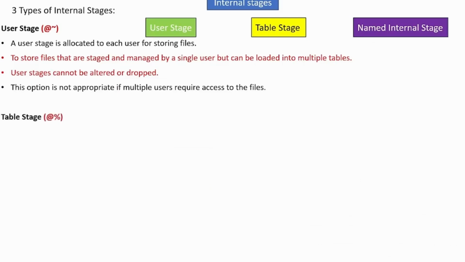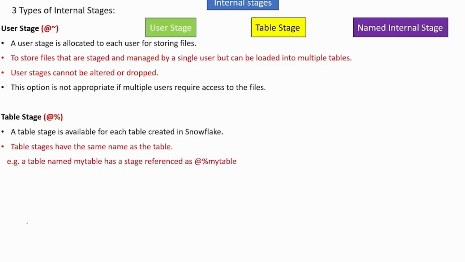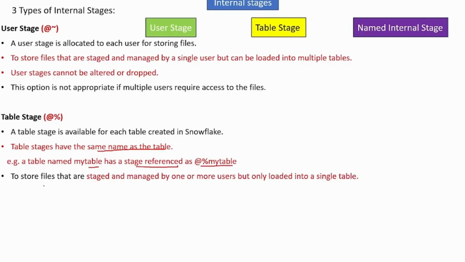Now let's move to the table stage. The symbol for table stage is @%. The table stage is available for each table created in Snowflake. Table stage has the same name as the table. This is very important to note. For example, if the table name is my table, the stage referenced by that table should be @%mytable. Table stages are also used to store files that are managed and staged by one or more users but only loaded into a single table.